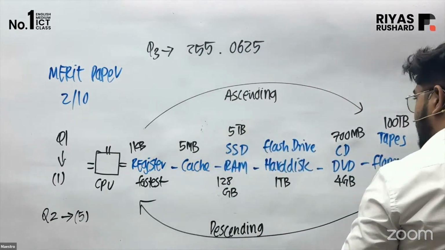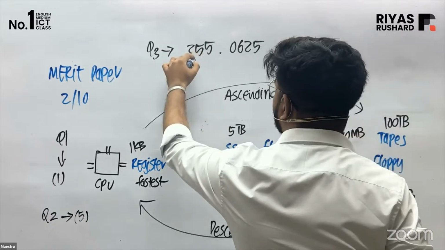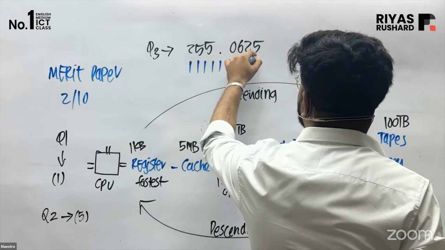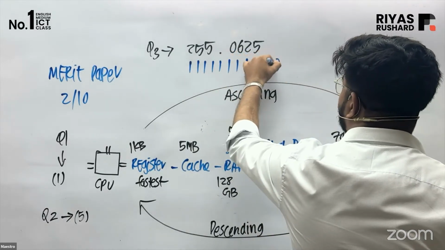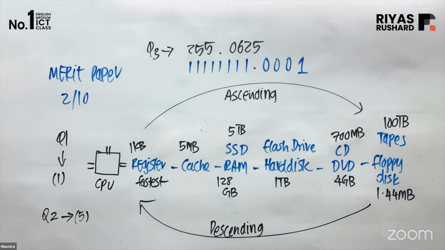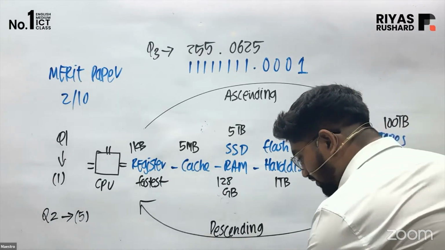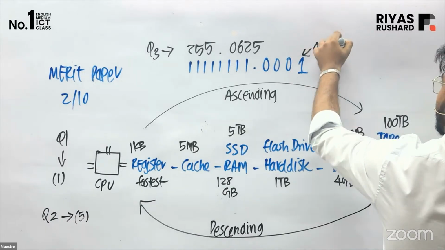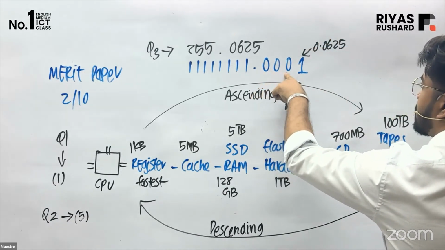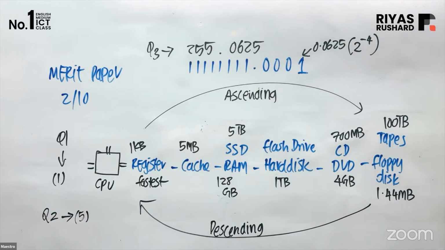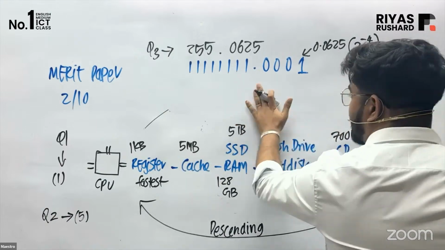So the answer for this question, in terms of binary: 1, 2, 4, 8, 16, 32, 64, 128, then 0.5, 0.25, 0.125, 0.0625. All good now? The last value is 0.0625, which is 2 to the power minus 4, after minus 1, minus 2, minus 3. Now how do you get the answer from this? You can get the answer in this way.